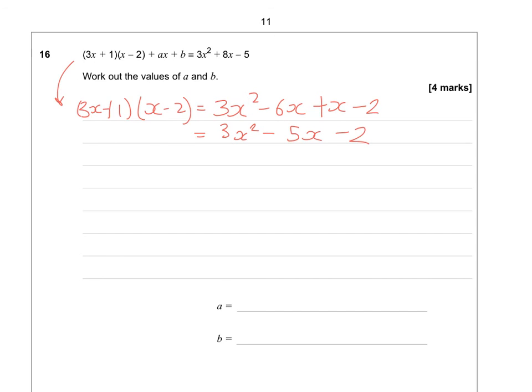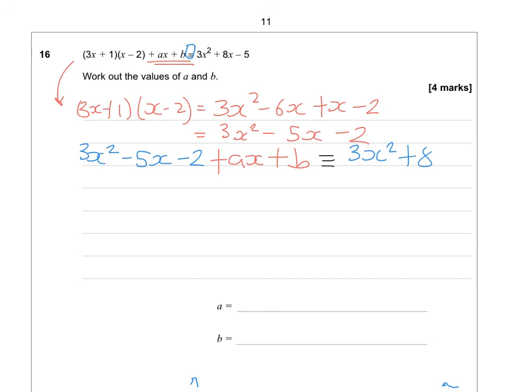So we now know that on the left-hand side of the identity, it's an identity because there's a triple equal sign here, the left-hand side is 3x squared minus 5x minus 2. Then we've also got this plus ax plus b, which you can see just here. And that is equivalent to, on the right-hand side, 3x squared plus 8x minus 5.